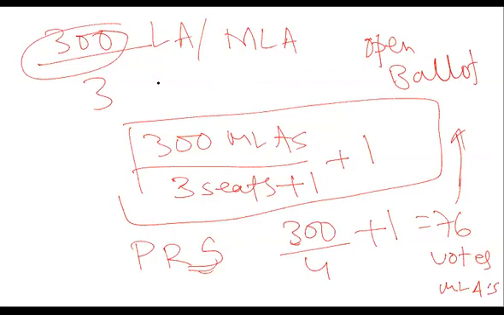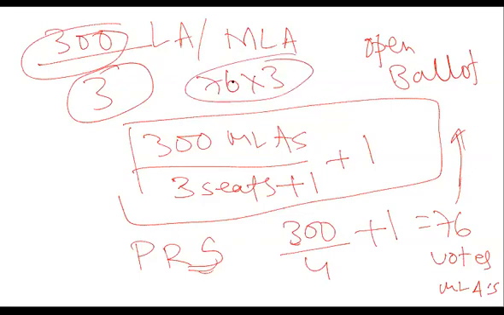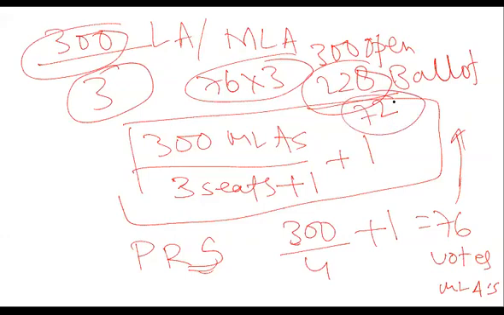Now, this was the manner of election, the mode of election. So three members will be elected. You can see here 76 multiplied by 3: 3 sixes are 18, 3 sevens are 21 and 1, that is 228. If we subtract it from 300, then 72 votes will remain. And if it is less than 76, then no fourth person can be elected.